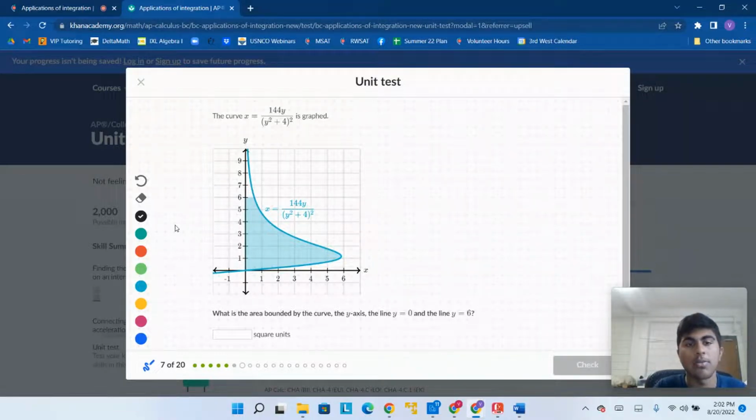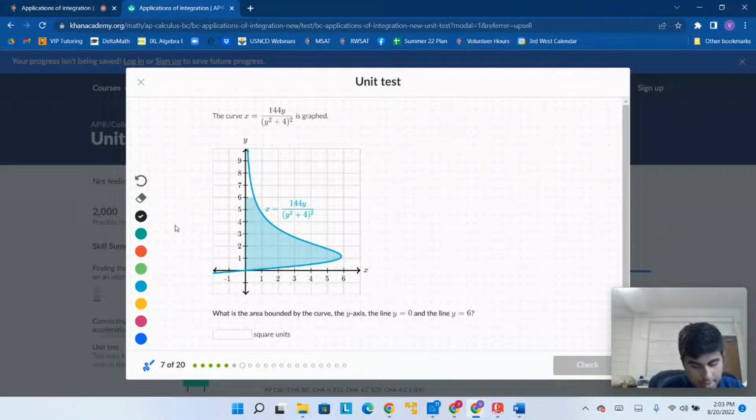All right, so now we have a curve 144y over y squared plus 4 squared. What is the area bounded by the curve, the y-axis, the line y equals 0, and the line y equals 6? Let's see. Well, we're essentially taking the integral from 0 to 6 of 144y over y squared plus 4 squared. And you're just going to add that up every time, right? That is it.